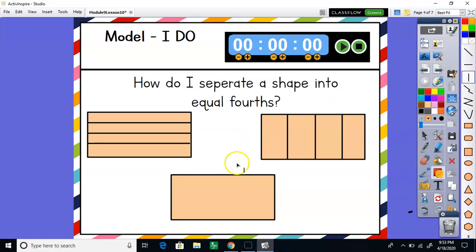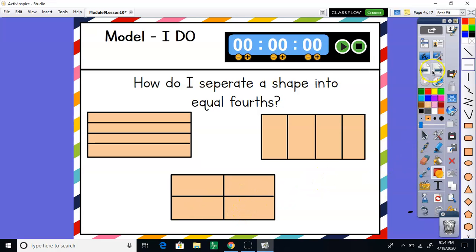Another way to do a rectangle that you won't see as much, but you'll probably see it, is to start in the middle and go down. And you basically just make like a giant plus sign in the middle of the rectangle. So you go down and across. And if you were to cut this rectangle apart, you would have 4 equal parts.